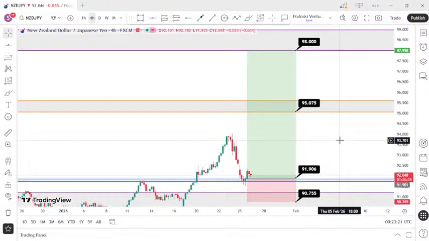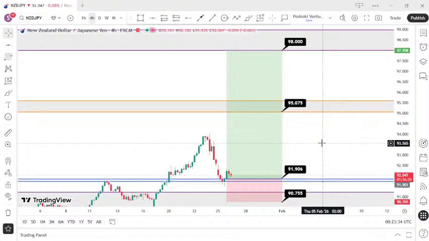So if you are here or you are in the WhatsApp community and you haven't taken this buy, what I'll tell you is the movement hasn't started yet, so you can actually enter again with the same stop loss and take profit and everything intact.